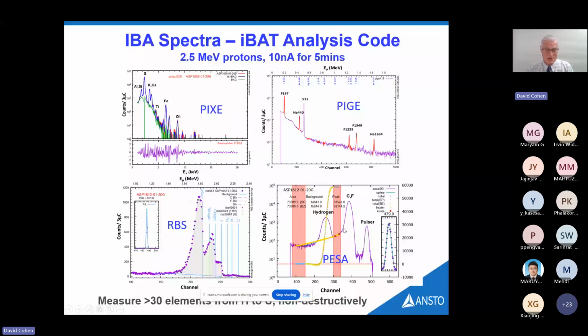So that's what the spectrum looks like. And you can see they're log plots here. So we've got parts per million sensitivity. We're doing this in a few minutes of running. We're doing it with very low currents, so they're non-destructive, and we're using MeV ions. That's the ion beam analysis technique.